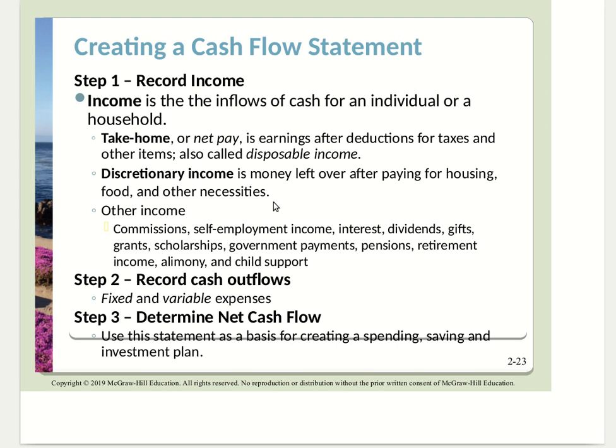Discretionary income is what's left after you've paid all your bills. Record all of your cash flows. Fixed expenses would be things like a car payment. In other words, every month you have that specific amount that you pay. Variable expenses are things like some of your utilities. During the winter, your gas bills may be higher than they are during the summer. So that's variable.